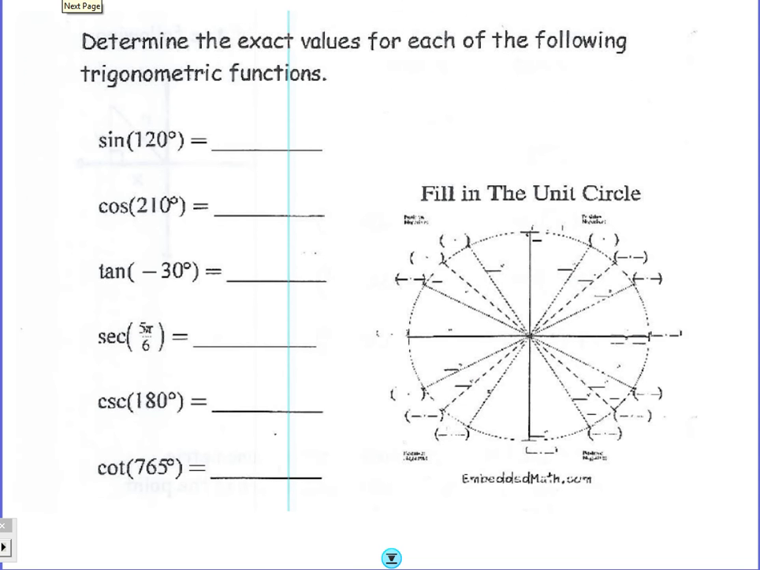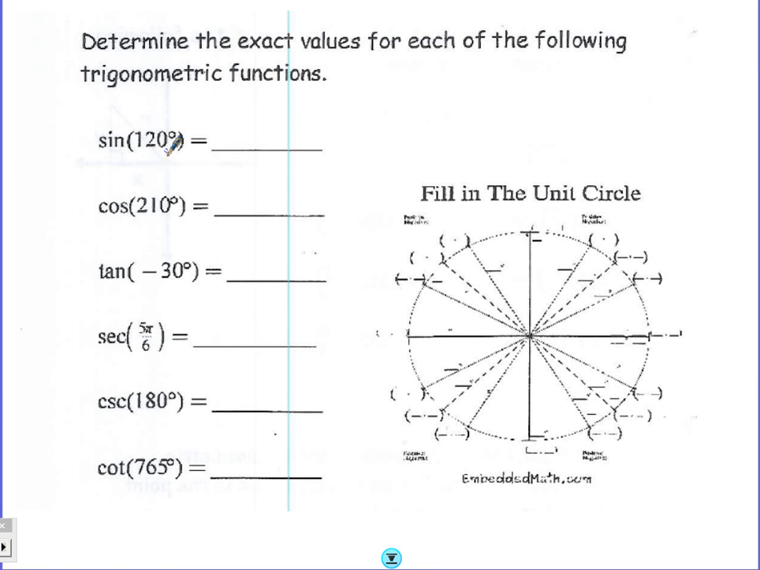All right, last thing. So here I have a blank unit circle, and it's really helpful. I think on the quiz I'm going to give you a blank unit circle so you can fill it in. You don't have to fill the whole thing in. You can just fill in the ones that you need for these values. Okay, so sine of 120. Let's read the directions, because directions are so important. Determine the exact value for each of the following trig functions.